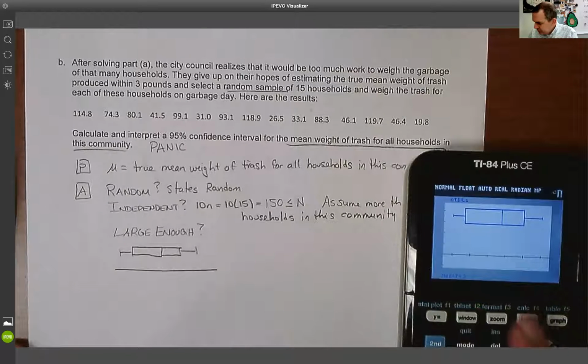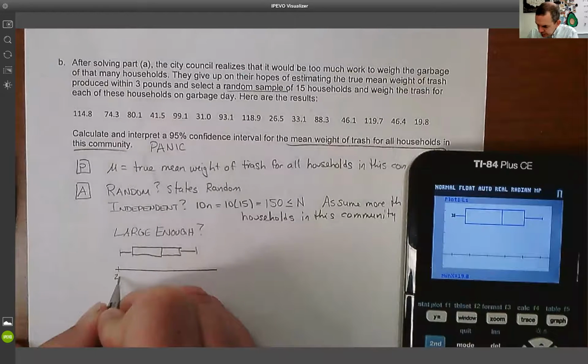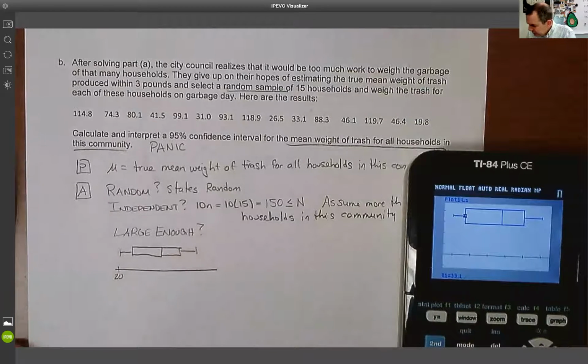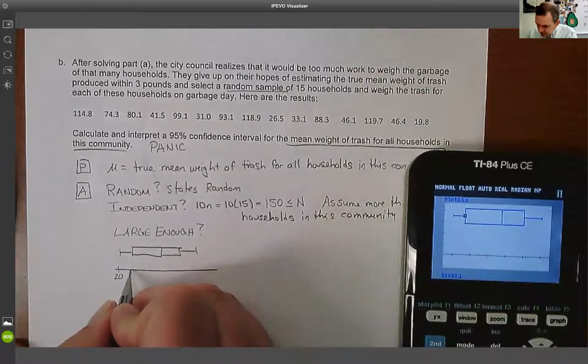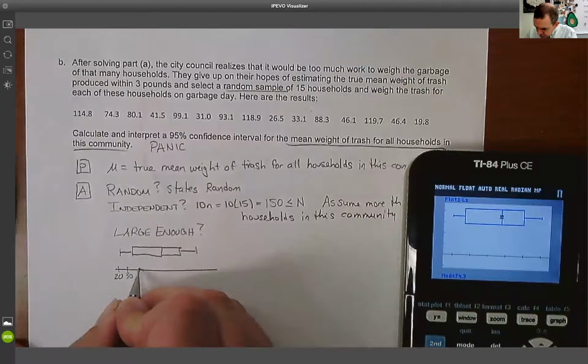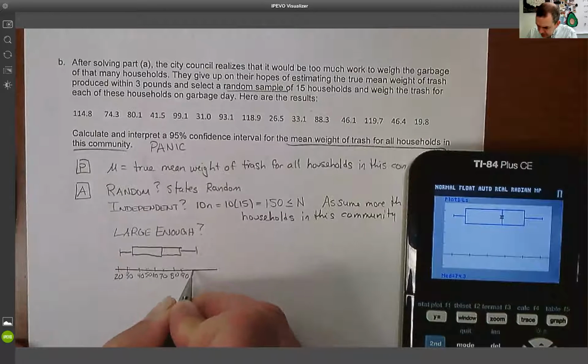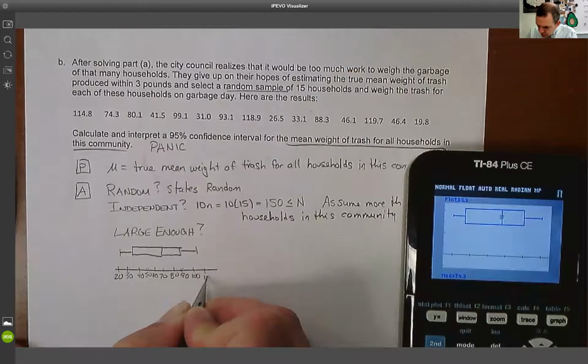So if I hit trace and I arrow over, I know that this first one is at 19.8. So I can call that about 20. That's about 33, so we'll say that's about 30 here. We'll do 40, 50, 60, 70, 80, 90, 100, 110.